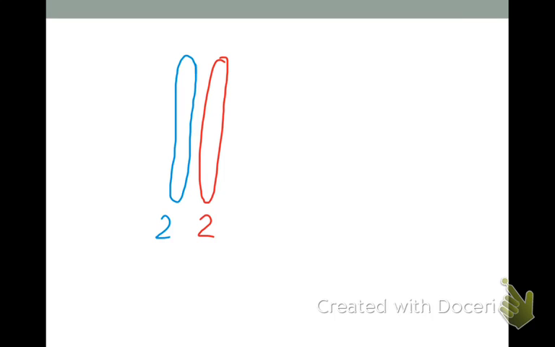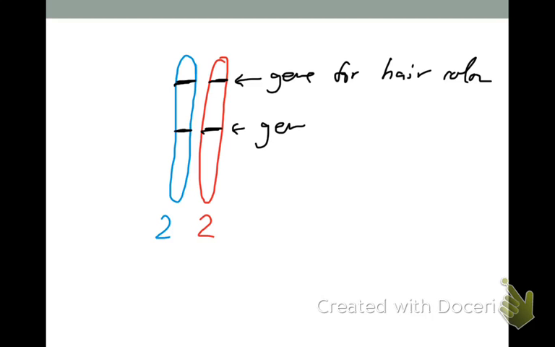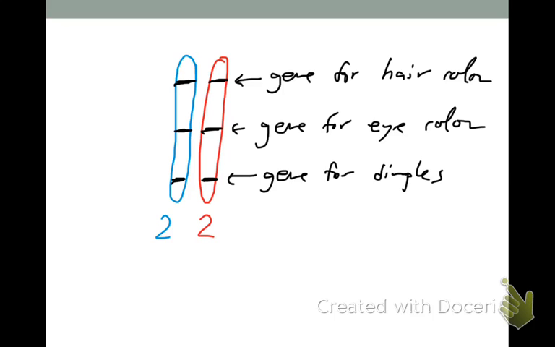Okay? Now, the reason these chromosomes make a pair is because on these chromosomes, you'll find the same genes. So right here on this part of the chromosome, let's say that this is a gene for hair color. Over here, let's say there's a gene for eye color. And finally, right here, we have a gene for dimples. Now, even though they have the same genes, they can have different alleles at these positions.